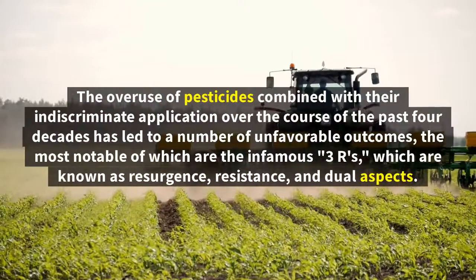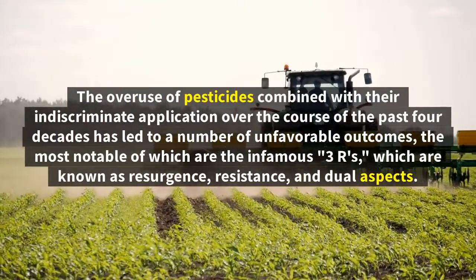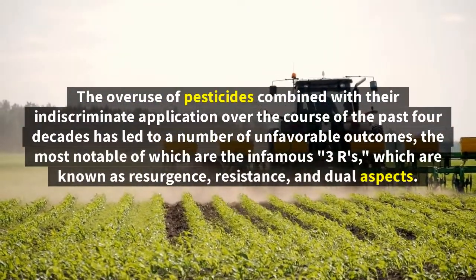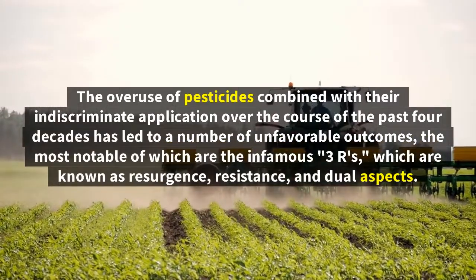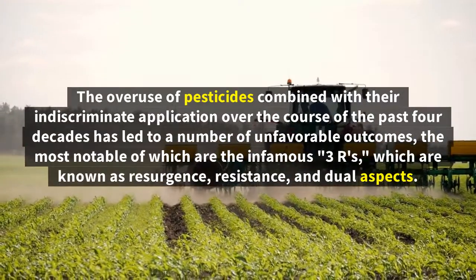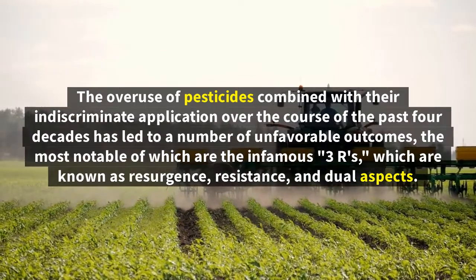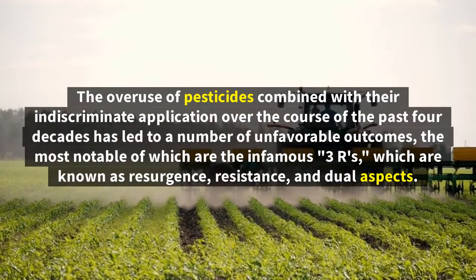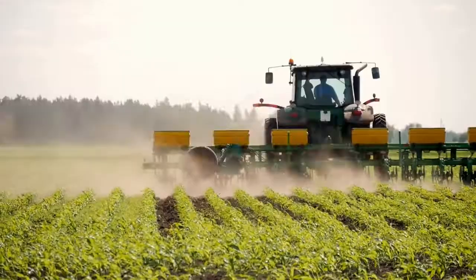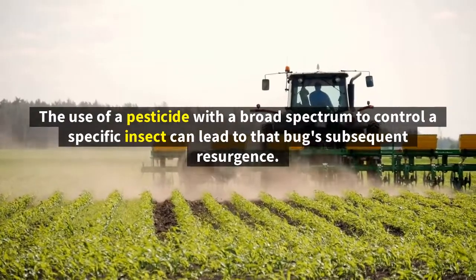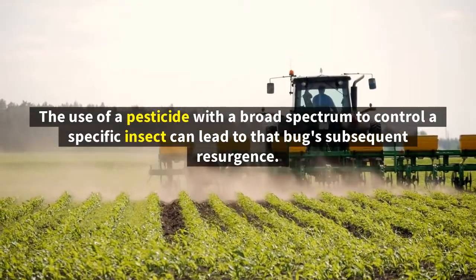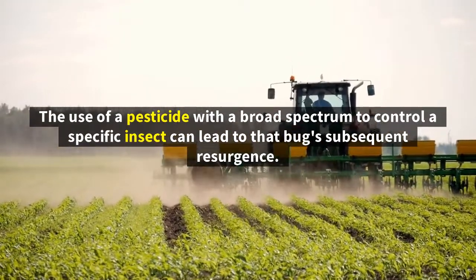The overuse of pesticides combined with their indiscriminate application over the course of the past 4 decades has led to a number of unfavorable outcomes, the most notable of which are the infamous 3 Rs, which are known as resurgence, resistance, and dual aspects. The use of a pesticide with a broad spectrum to control a specific insect can lead to that bug's subsequent resurgence.